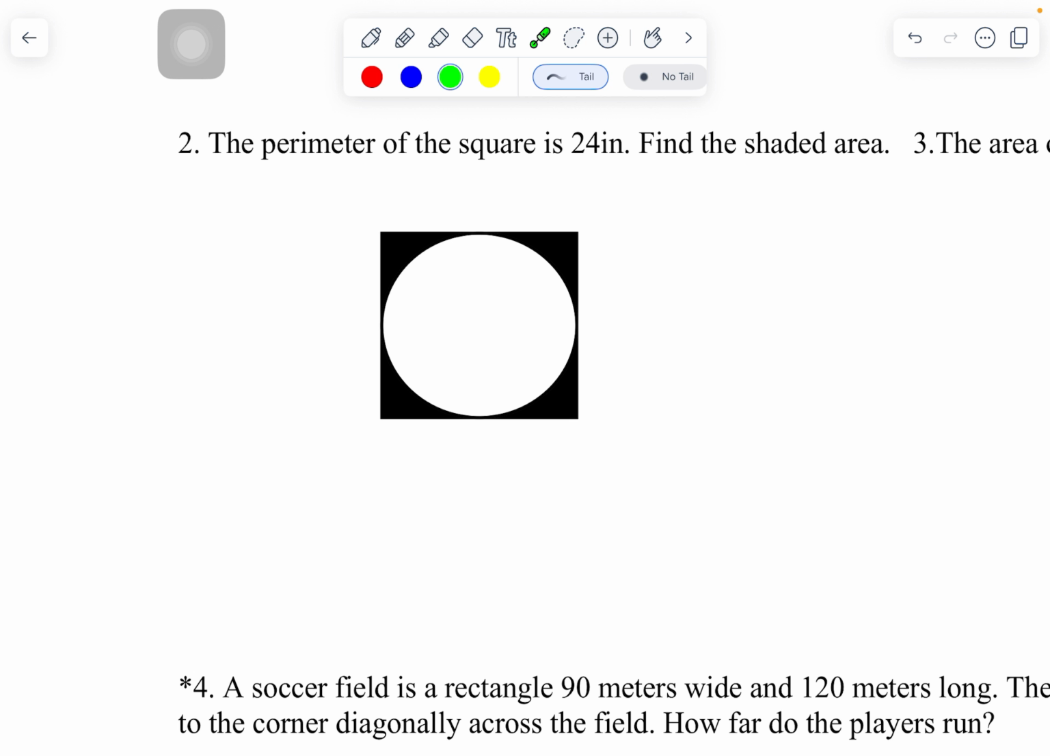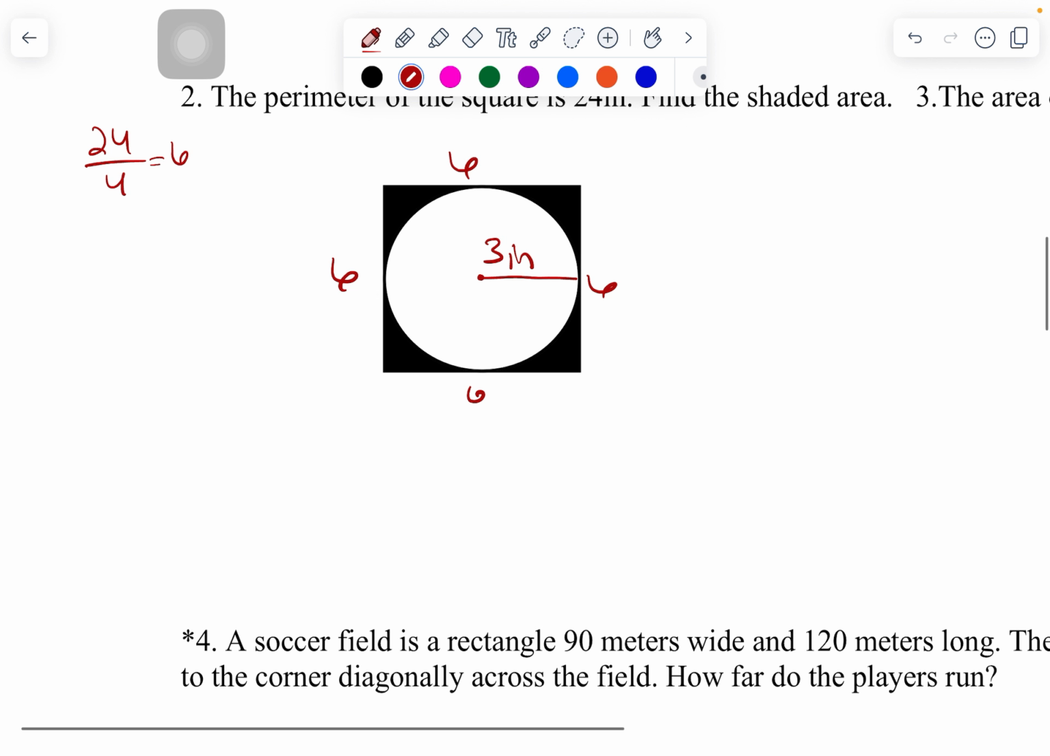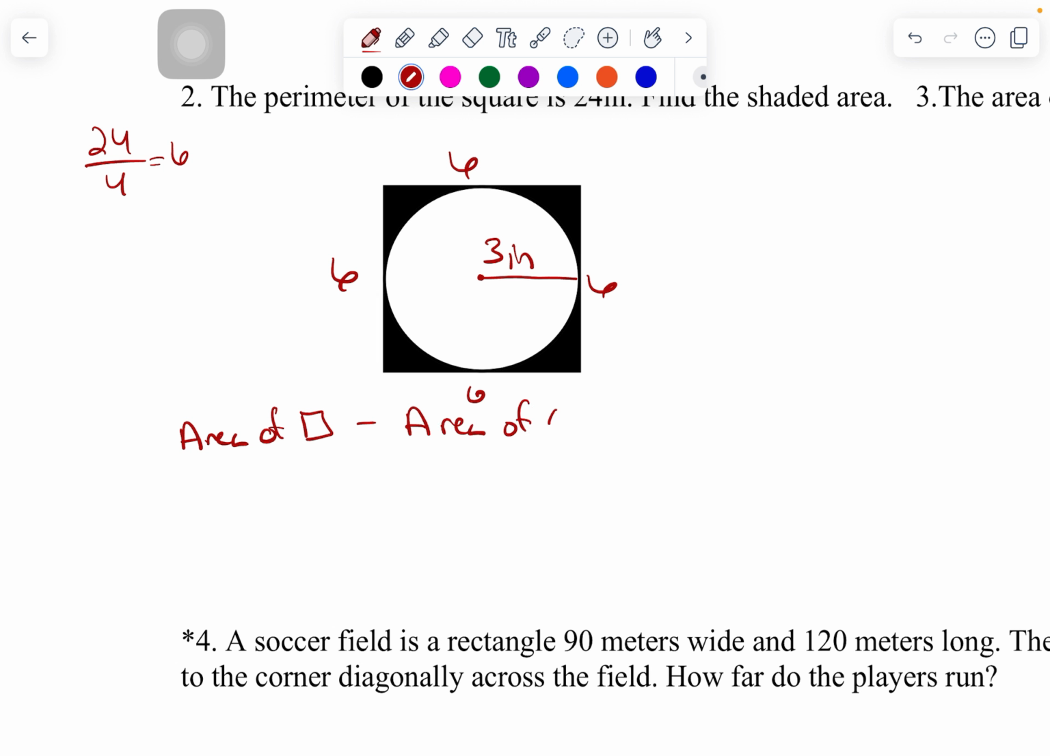I've given you a square, and I've told you that the perimeter of the square is 24 inches. So I'm going to take that perimeter, chop it up in 4 pieces, and know that's 6, 6, 6, and 6. What that also means, and immediately I'm going to fill this in, is that the radius of the circle is 3 inches. So if I'm finding the area of the shaded region, I need the area of the square minus the area of the circle.